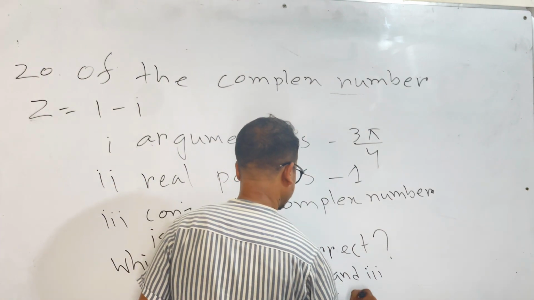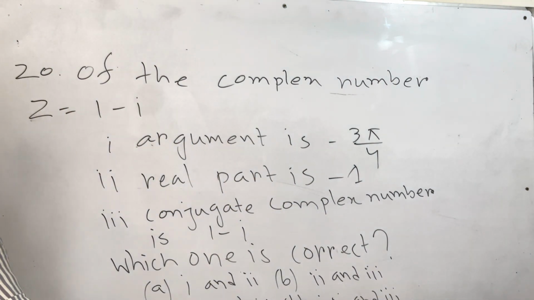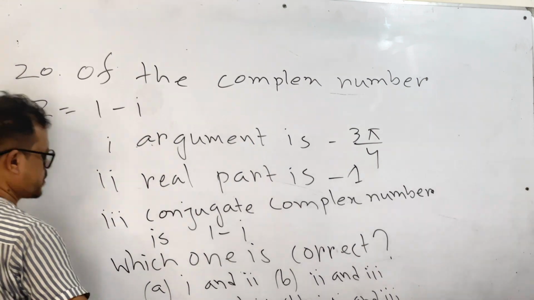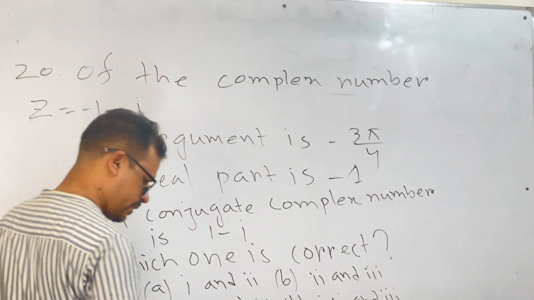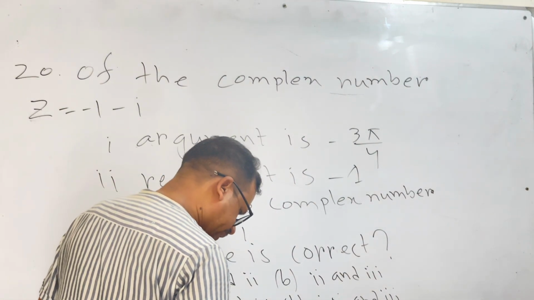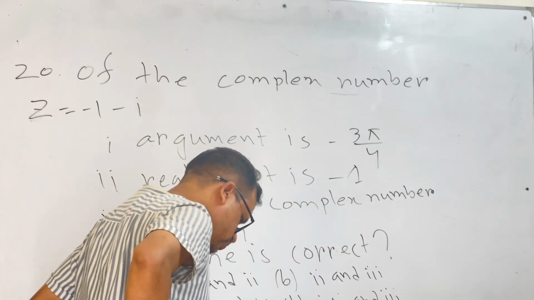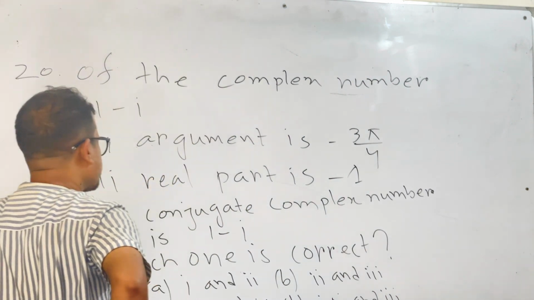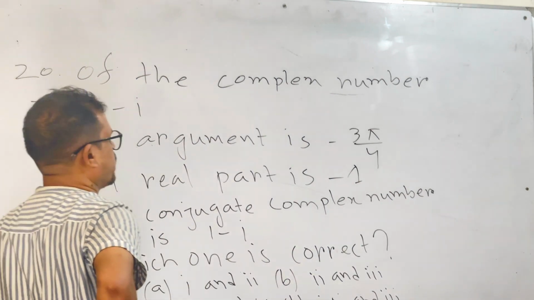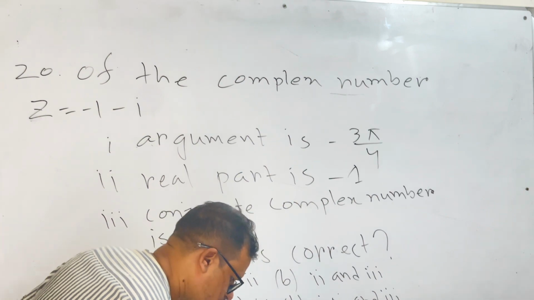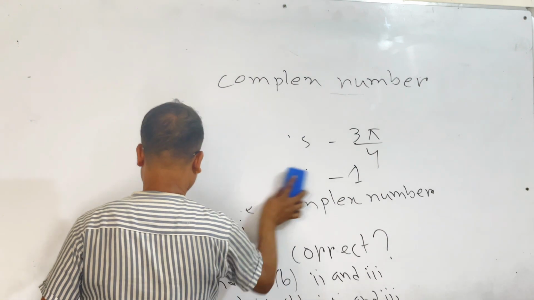Of the complex number z equal to minus 1 minus i: 1, argument is minus 3 pi by 4; 2, real part is minus 1; 3, conjugate complex number is 1 minus 1. Which one is correct? 1, 2; 2, 3; 1, 3; 1, 2, 3. You have to write down that. Okay, now 21. We have 21, 22, 23, 24, 25.